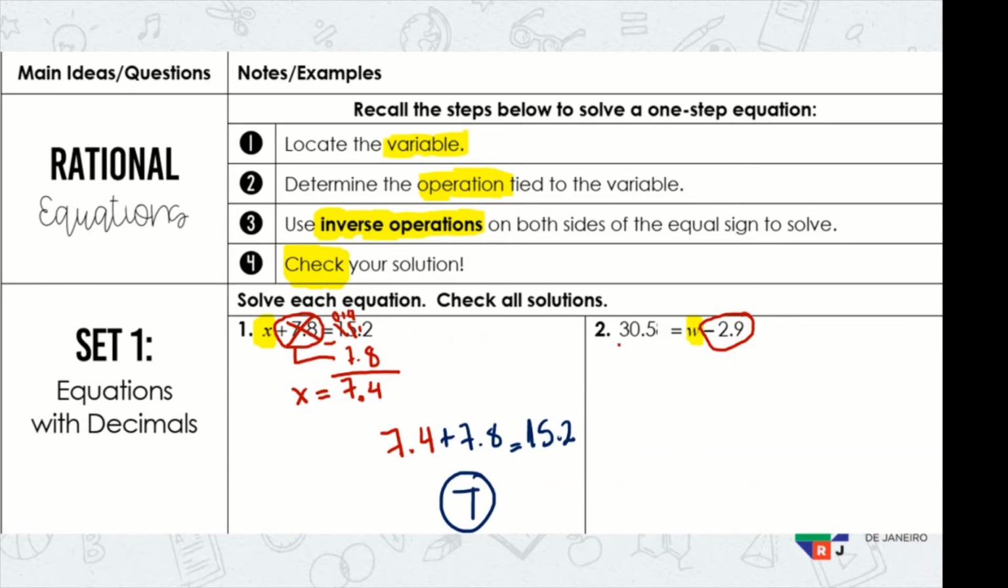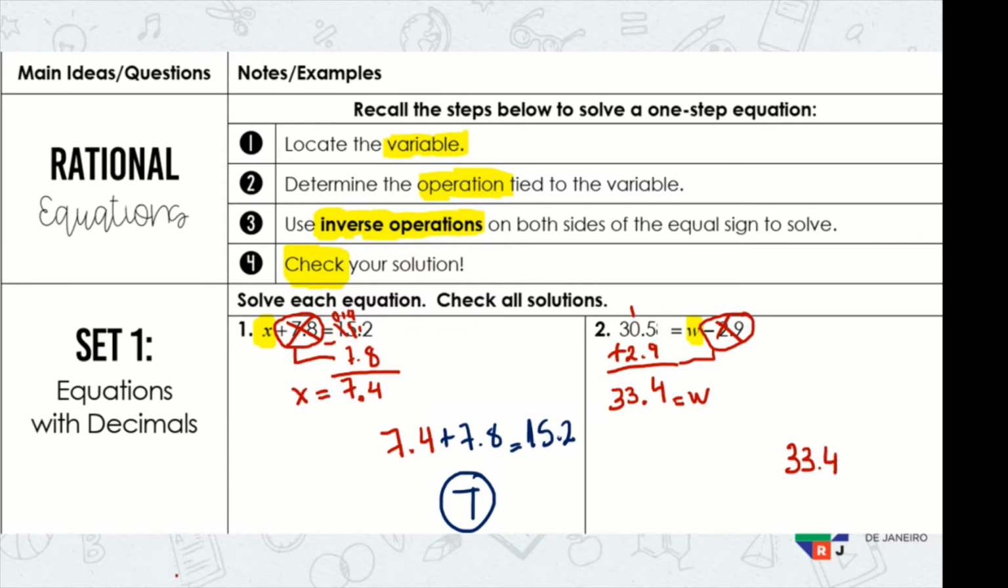Yes, thank you, Clara. Adding 2.9. Let's add right now. 5 plus 9, it is 14. 14, carry 1. Bring down the decimal point. 0 plus 1, 1. 1 plus 2, it is 3. And 3 plus 0, 3 again. 33.4 equals W. Right now, remember to check.